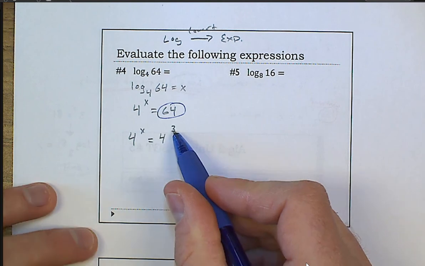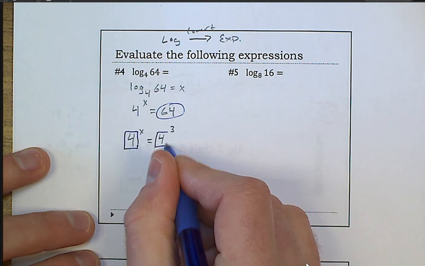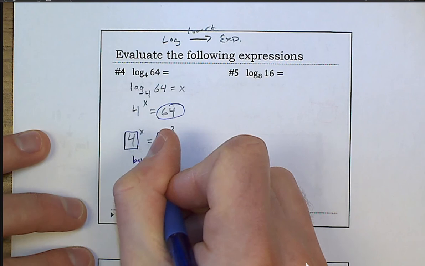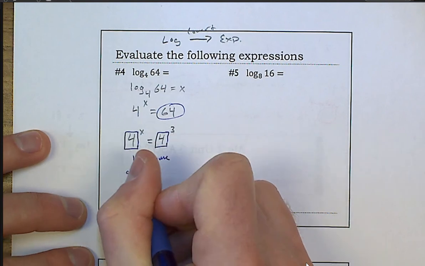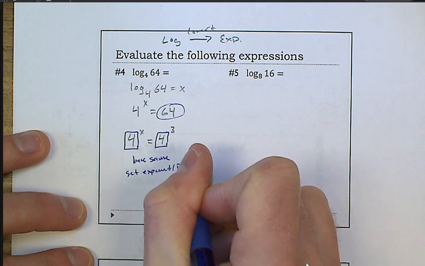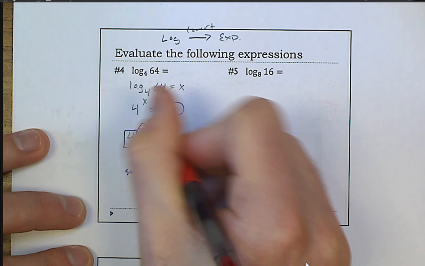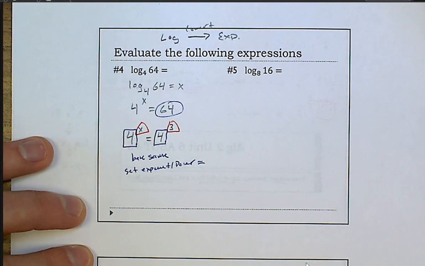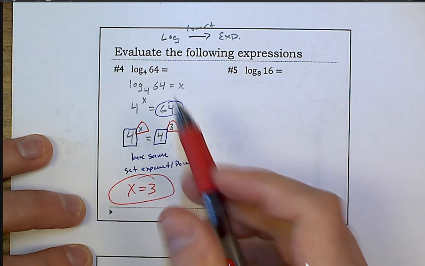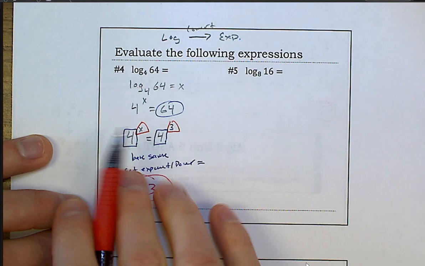Now, all I did was take this 64 and rewrite it as 4 to the 3rd. The reason I did that is because I want you to notice that my bases are the same. When your bases are the same, you can set the exponents, or the powers, equal to each other. What I mean by that is this. If your bases are the same, then you can set x equal to 3. And that's your answer. Now, we all know that 4 to the 3rd power is 64, but I'm showing you this because it's going to apply to some other problems.